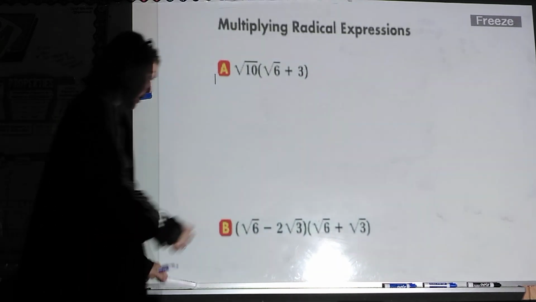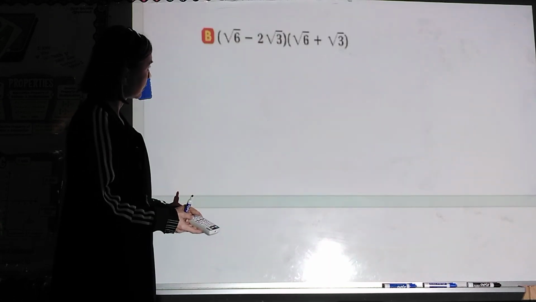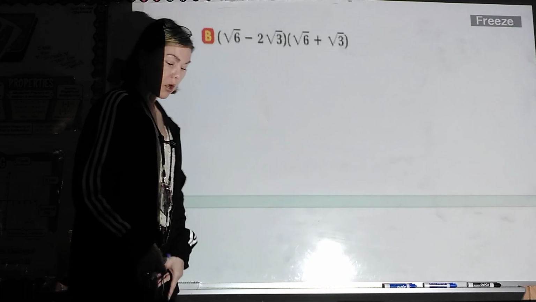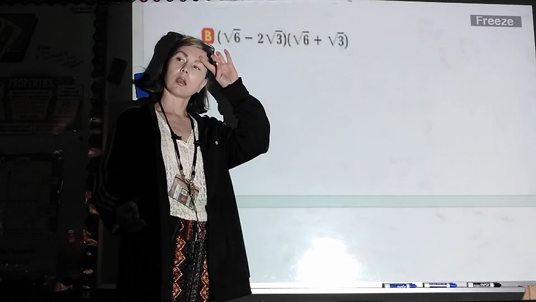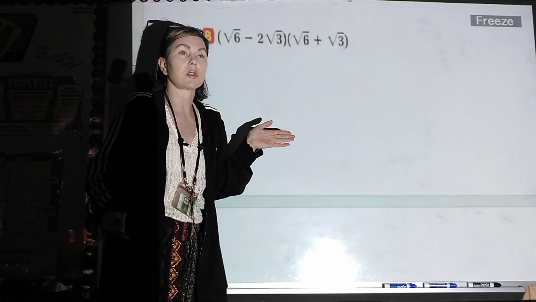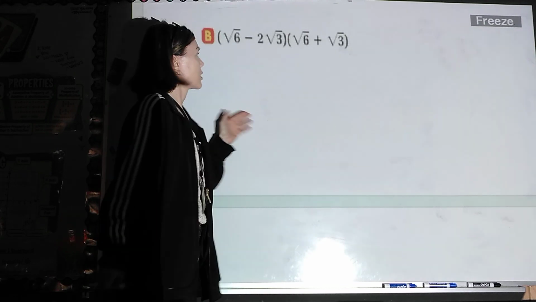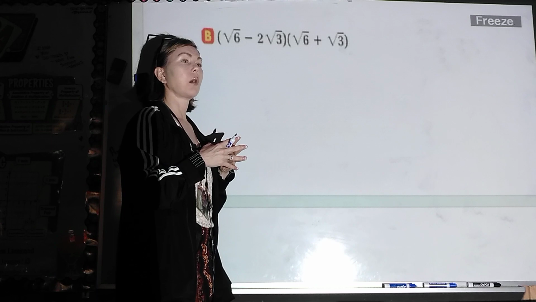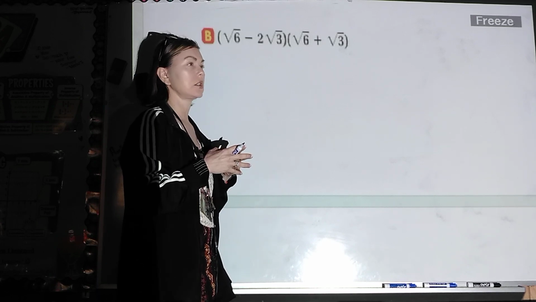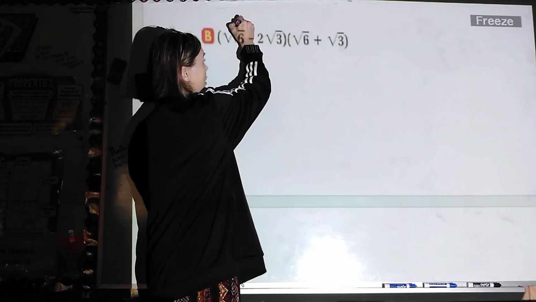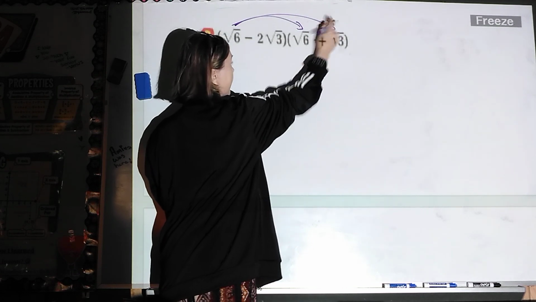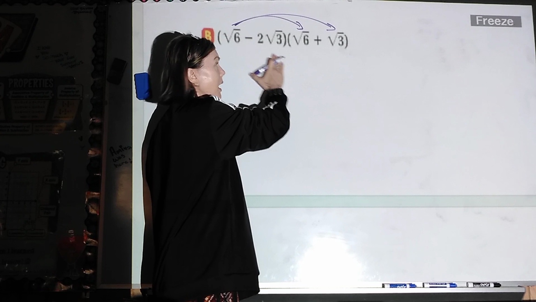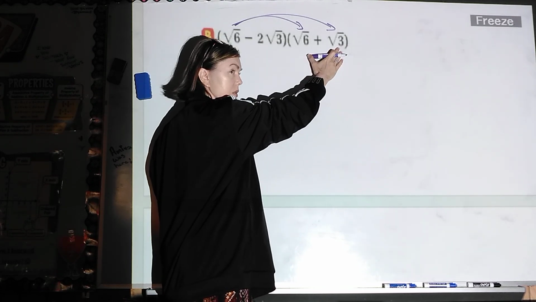Okay, so let's write this down. Example B. Okay? So, again, parentheses mean multiply. So it's going to be this times this. And we have to do what we already know how to do. We take the first term and multiply it to these 2 terms. And then we take the second term and multiply it to these 2 terms.